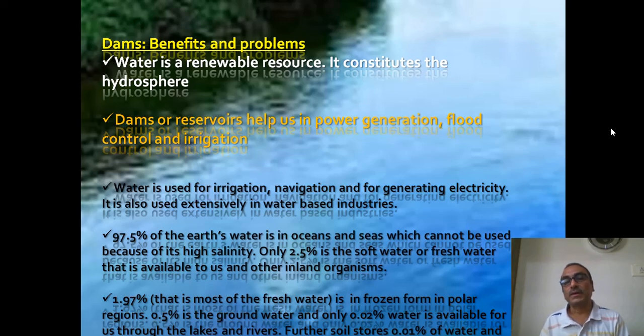Further, soil stores a little amount, like 0.01% of water, that is called the moisture of the soil, and also in the atmosphere as humidity, 0.0001% of water is seen. So this is how the water is distributed on the earth. So the reality is that only 0.02% of the fresh water is actually available to us.